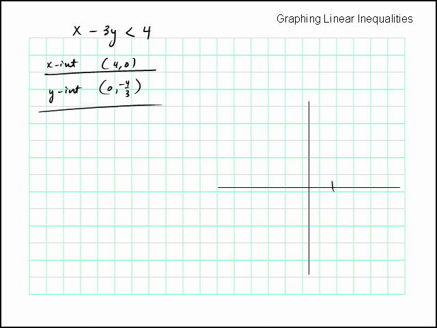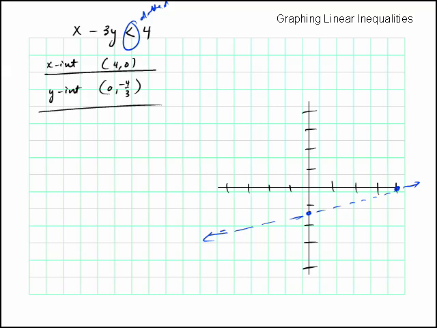Let's see, 1, 2, 3, 4. Solid or dotted line? This tells me that it is a dotted or dashed line. So (4, 0), and (0, negative 4/3) would be right around there. Dotted line, something like that. Let me fix that a little better. Yeah, good enough.